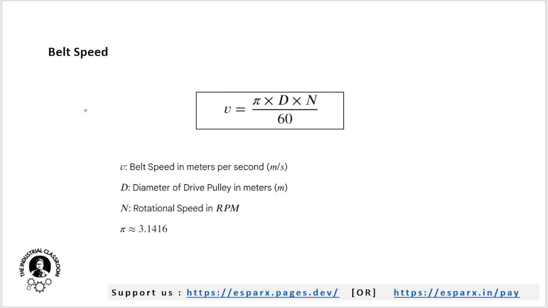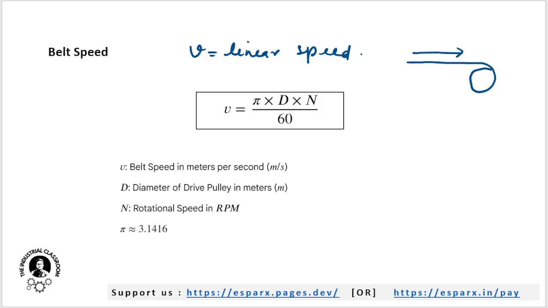When we are talking about the linear speed of the belt, it is the speed at which the belt is moving. So these are the pulleys. Let us consider, this is the drive pulley and this is the tail pulley. The speed at which the belt is moving is the linear speed.